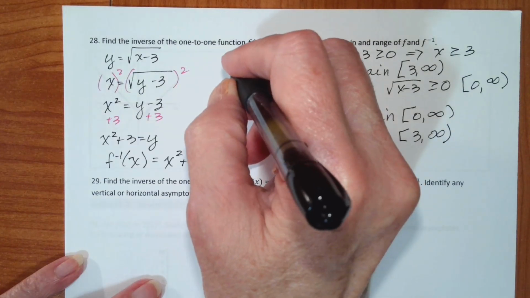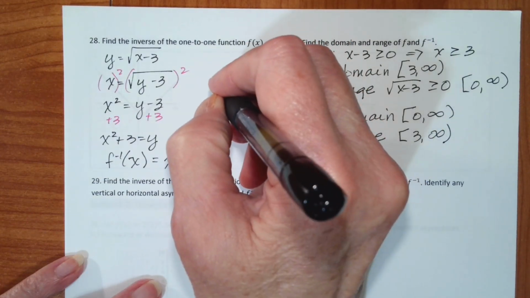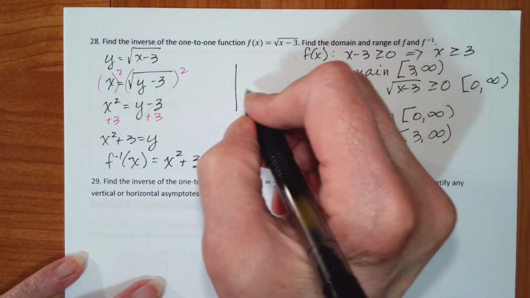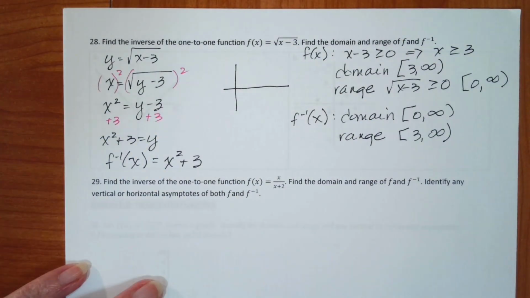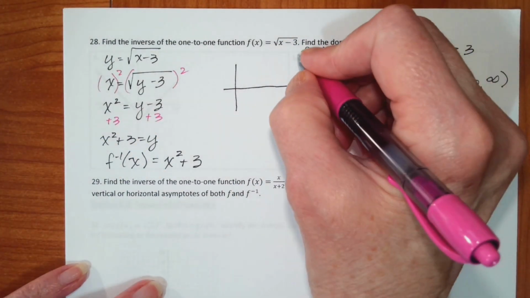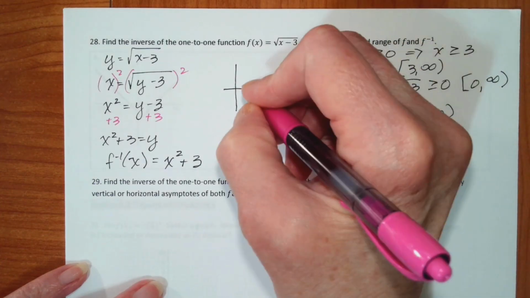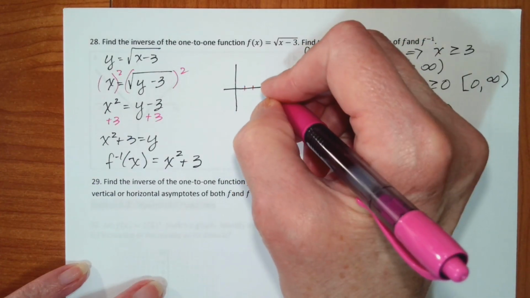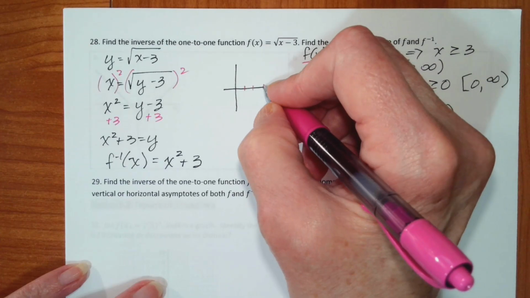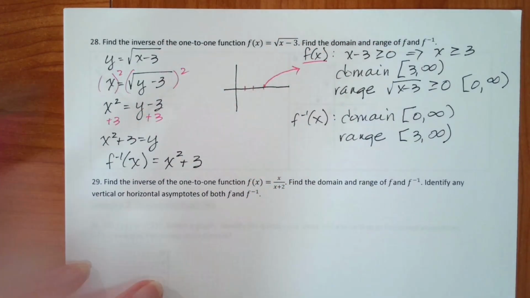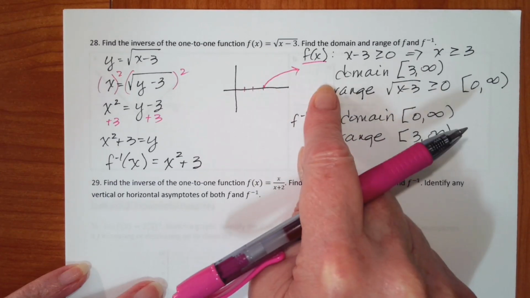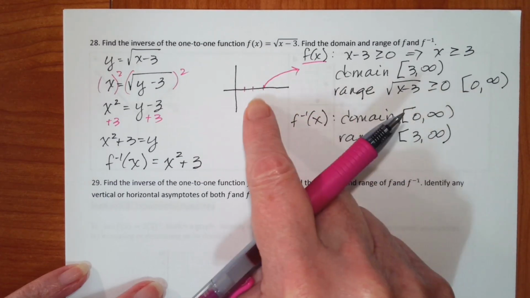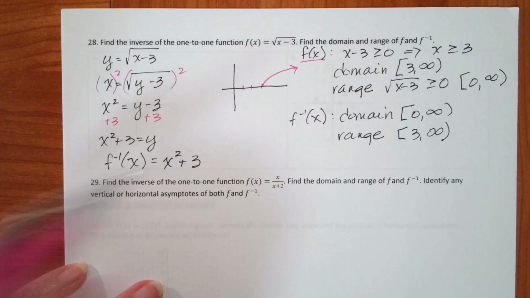real quick sketch here. If I graph f of x, it's going to be the graph that looks like this. So you can see that your domain goes from 3 to infinity, and your range goes from 0 to infinity.